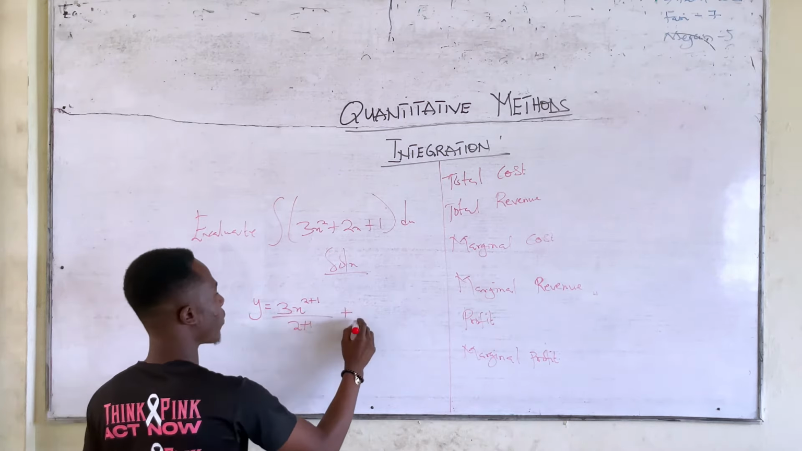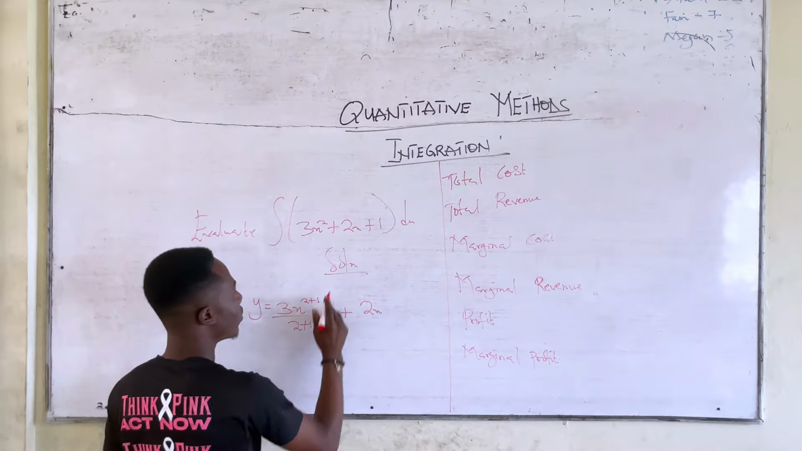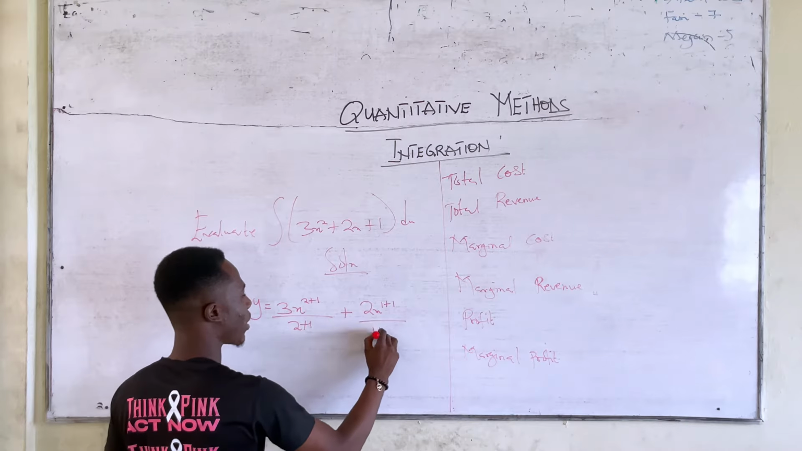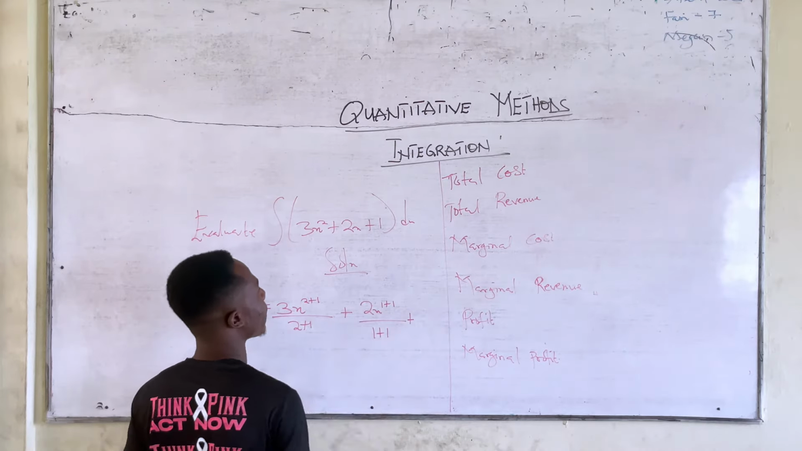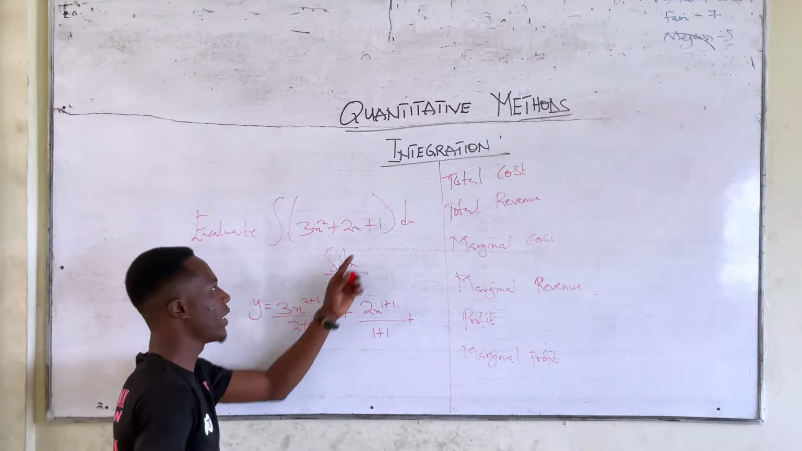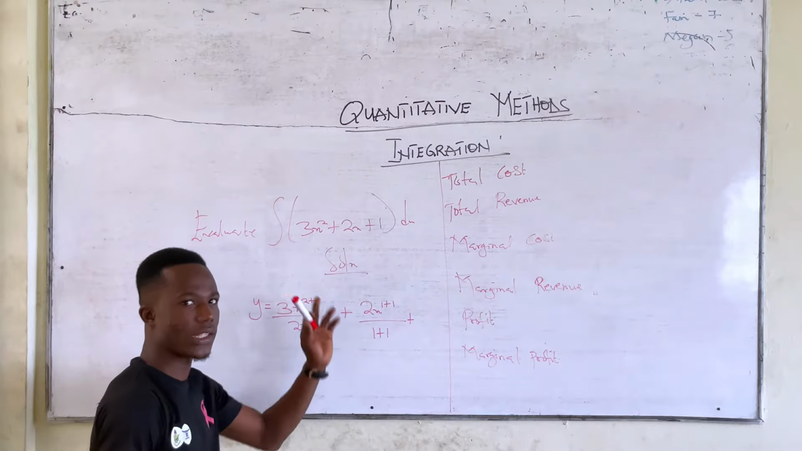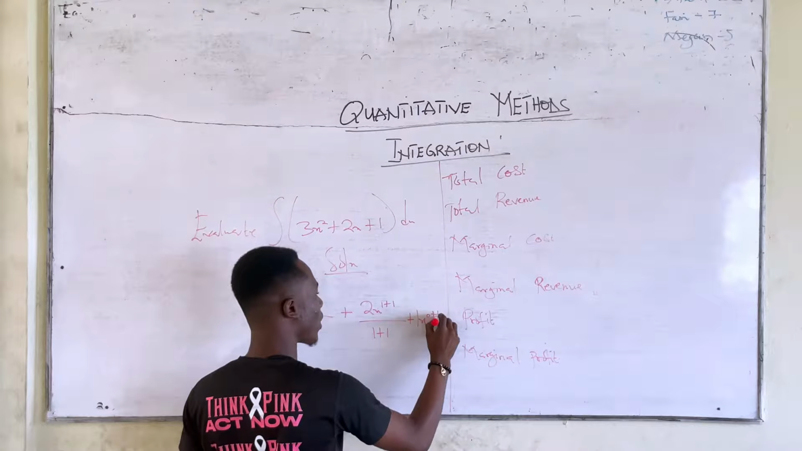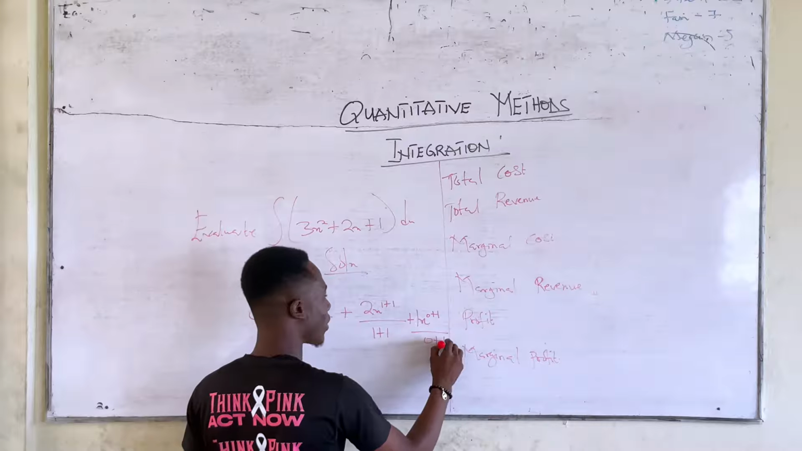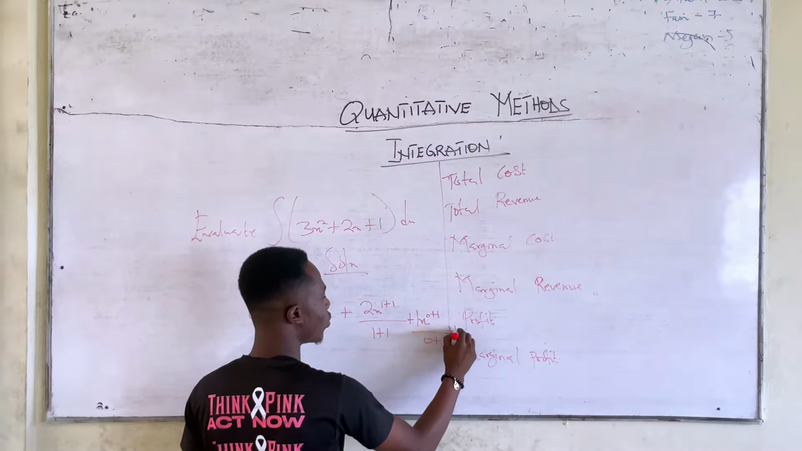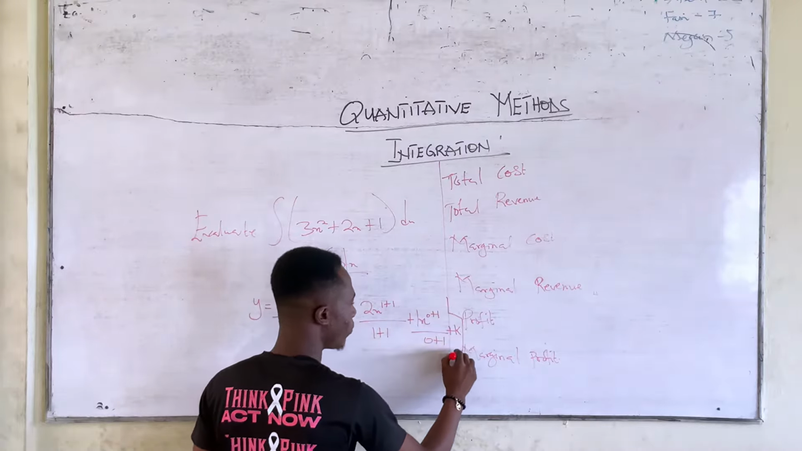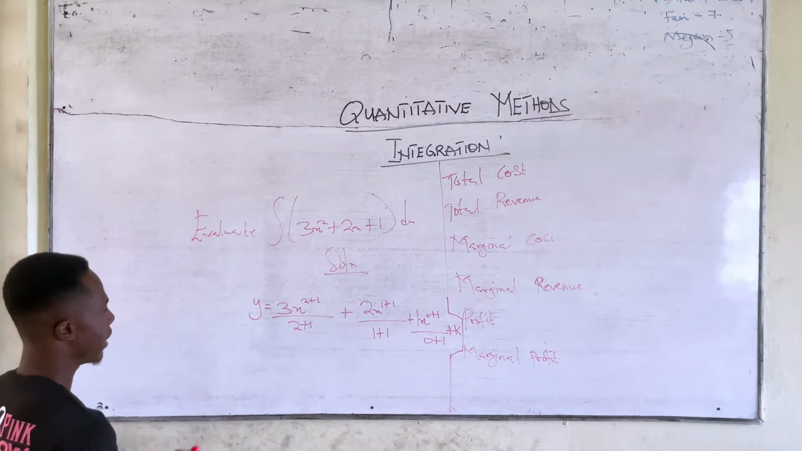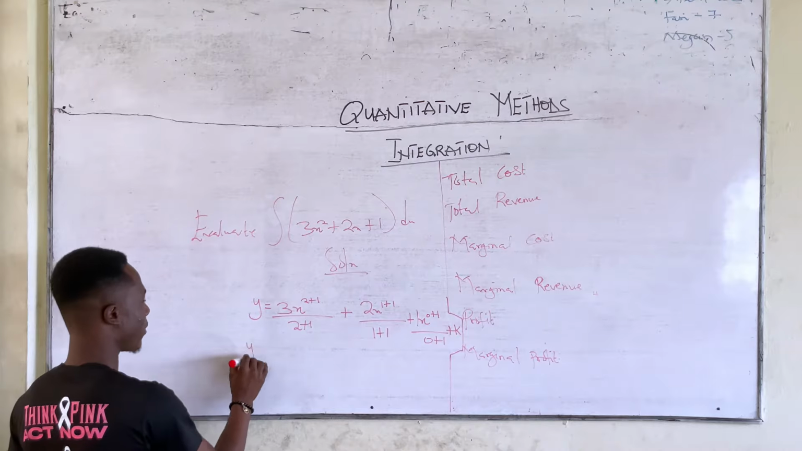Then we move on to the second one, which is 2x. You see this one has exponent 1, right? So 1 plus 1 over 1 plus 1. Then we say plus. This constant here has x exponent 0 attached to it. So don't forget, you have 1 x exponent 0 plus 1 over 0 plus 1. Then you don't forget to introduce your k. Don't forget to introduce your k. So that is it. Then we simplify them.